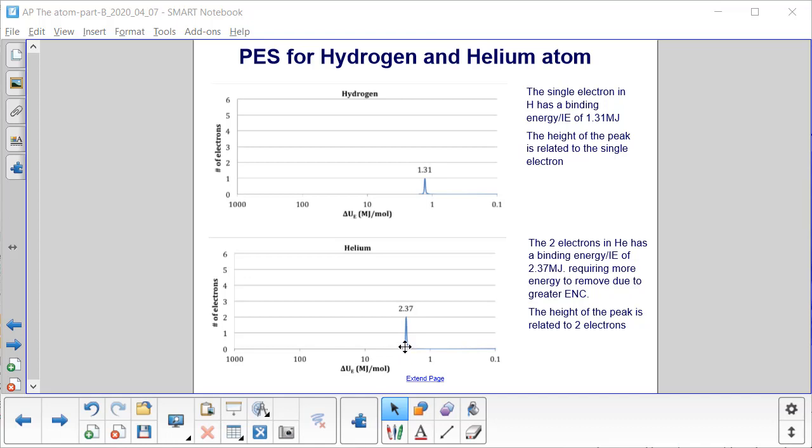In helium, the peak is bigger. The height of the peak is related to the 2 electrons, so it's twice as big. The binding energy or ionization energy here is 2.37 megajoules, requiring more energy to remove. So the 2.37 is greater than the 1.31. It requires more energy to remove those 2 electrons from helium because there are also 2 protons. There's a greater effective nuclear charge that requires more energy to remove the electrons.